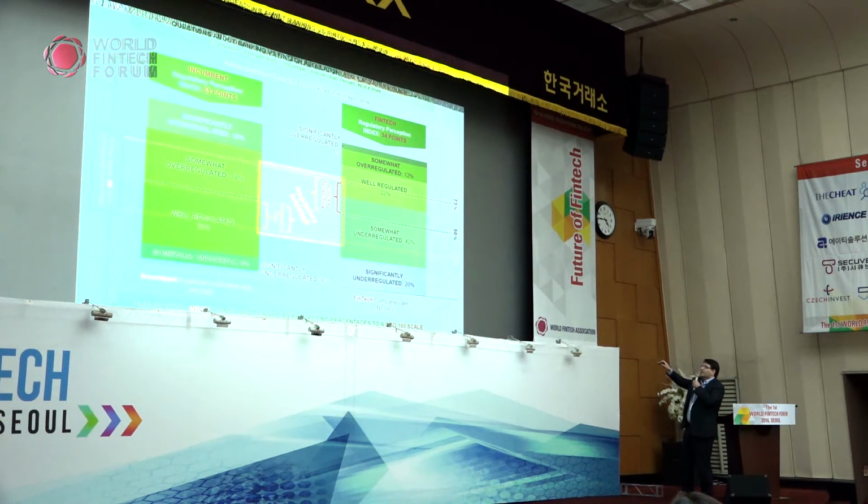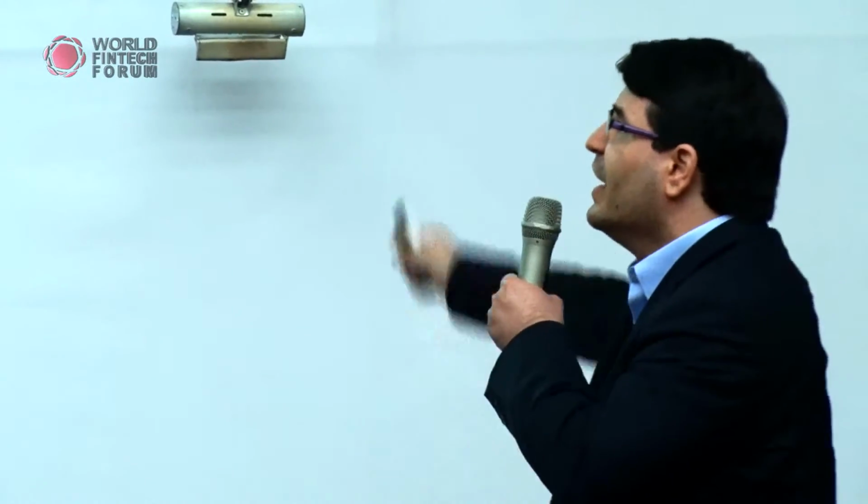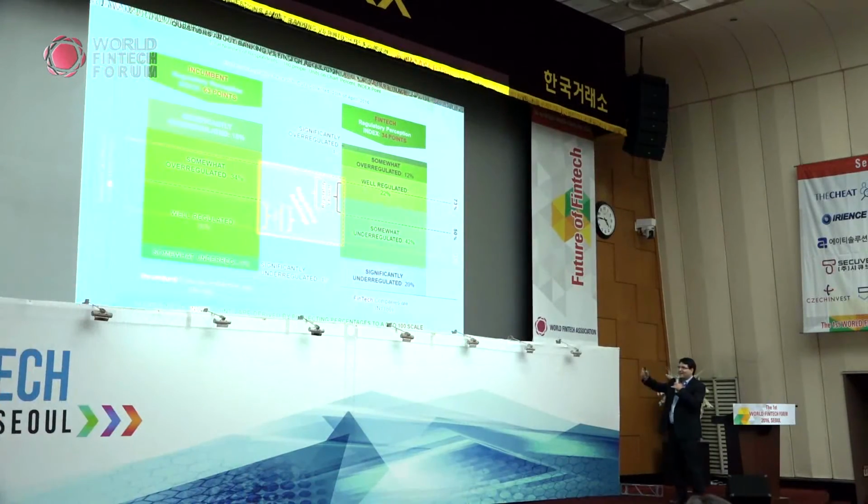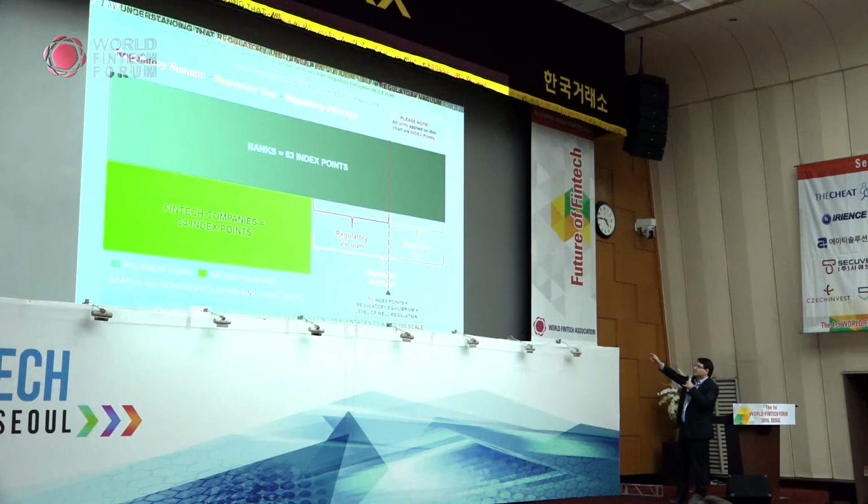Okay, first thing, we identified that regulatory arbitrage, you see it in the middle, consists of two things: regulatory vacuum and regulatory gap. Regulatory vacuum is the amount of regulation that is missing from fintech, okay? Fintech is under-regulated, non-regulated, not clear, and so on. Regulatory gap, however, is the over-regulation of banks. It's not my opinion, it's the opinion of 180 experts, and it's quantified. You can see it quantified better here, okay?